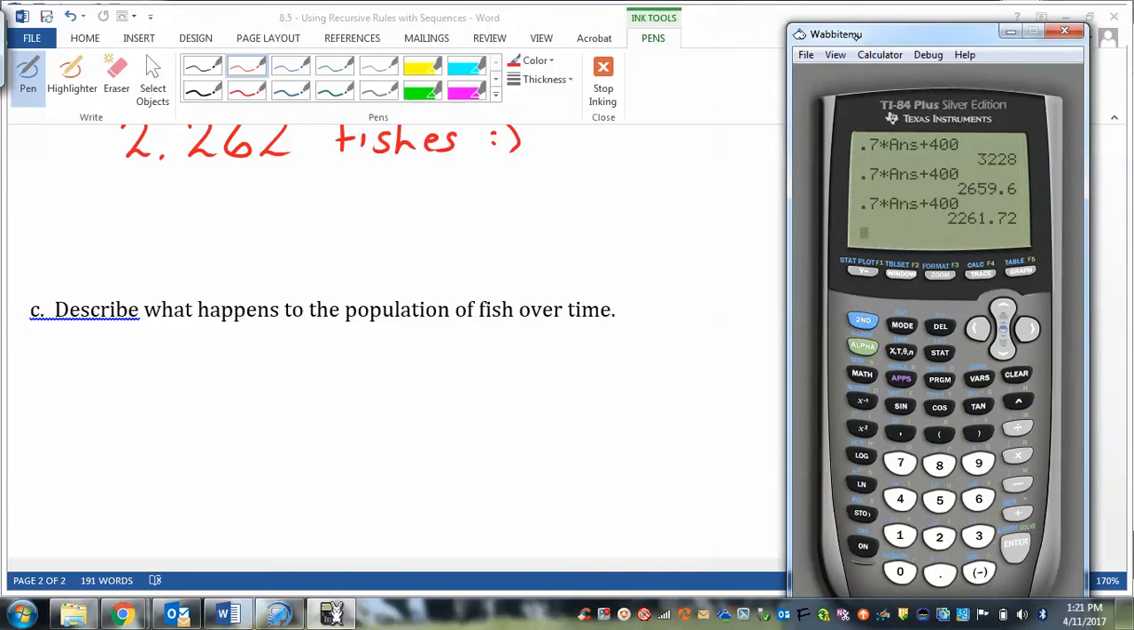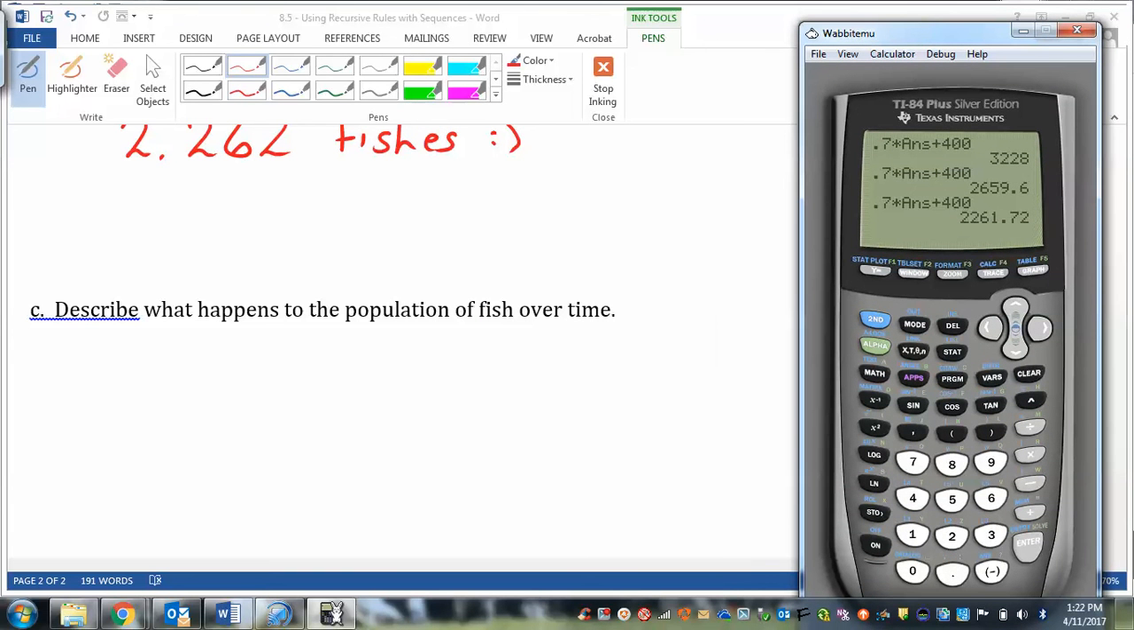Now, the last part here. It says describe what happens to the population of fish over time. It's decreasing, but here's what I want us to do. I want us to keep hitting enter. You're right, it's decreasing. So if it's decreasing, that means we're going to have negative fish eventually. Well, that's not possible, right? So we can't just say decreasing, because that means that over time we're going to have negative fish in the lake. So keep hitting enter.